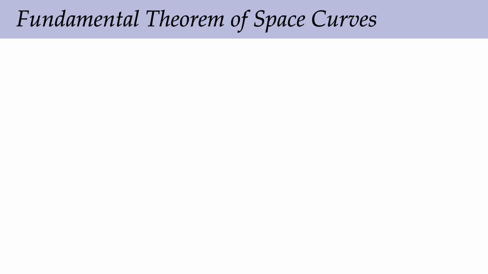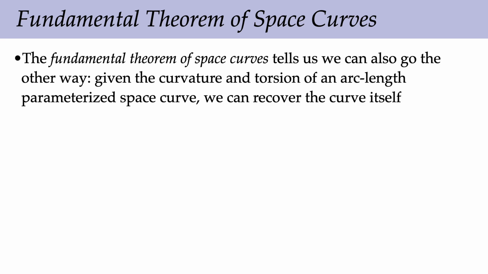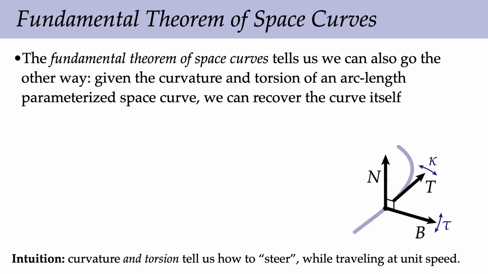For planar curves, we said that the curvature completely determines the curve. It was a nice fact. As long as we know the curvature and we know that this is a unit speed curve, we can just walk at unit speed and let the curvature steer us as we go. The fundamental theorem of space curves says something very similar. It says we can also go from our curvature and torsion to a description of the curve itself, again, up to rigid motions, up to translations and rotations. So the intuition is exactly the same.